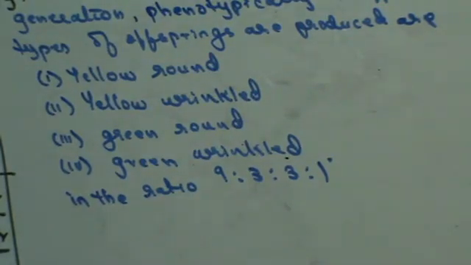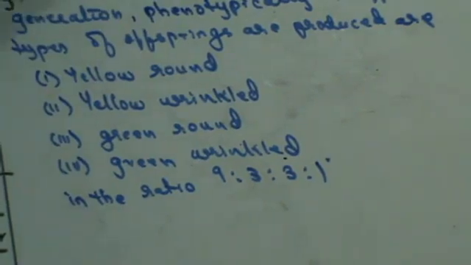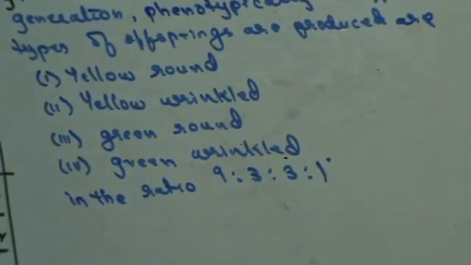And in the F2 generation, along with the parental combination, a new combination, yellow wrinkled seeds, is produced. The parental combination was only yellow round and green wrinkled. Yellow round and you had the green wrinkled seeds, right? But in the F2 generation, you have a new combination that is produced, that is yellow wrinkled and green round, right? So these results have proved independent assortment.